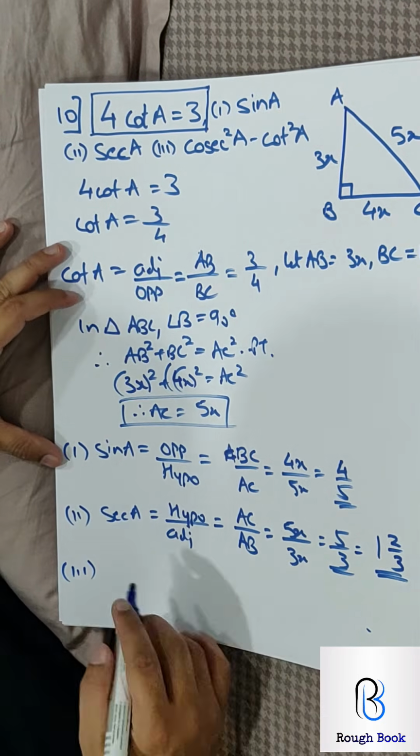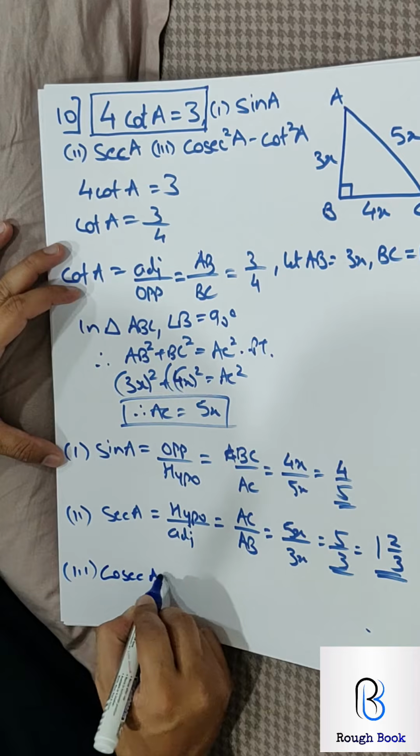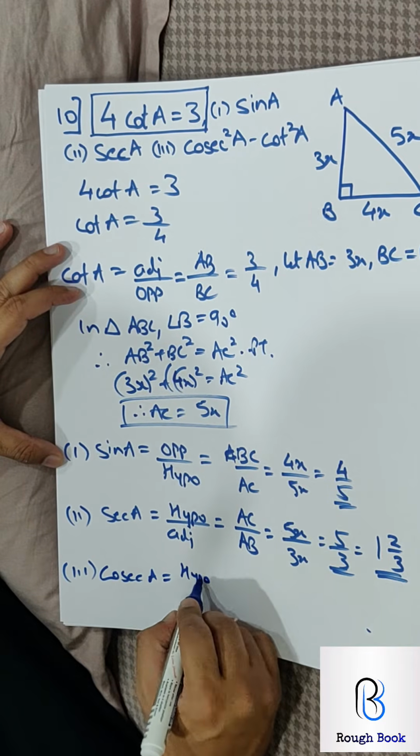The third part, cosec A plus cot A. So first let's find cosec A. Cosec is hypotenuse upon opposite.